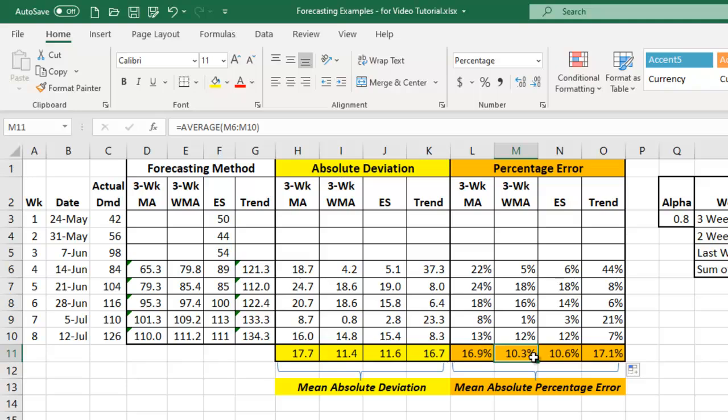Well, I hope this information is helpful and helps you understand the importance of measuring forecast accuracy as a way to improve your forecasting. And, of course, I hope this helps you with your homework this week.